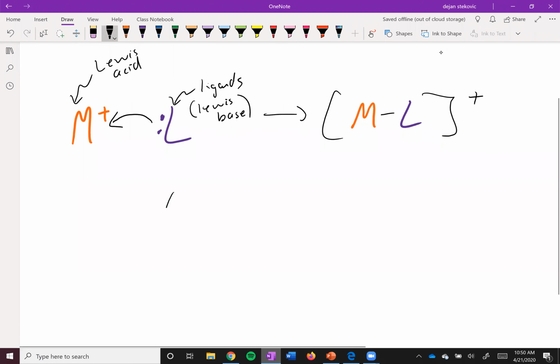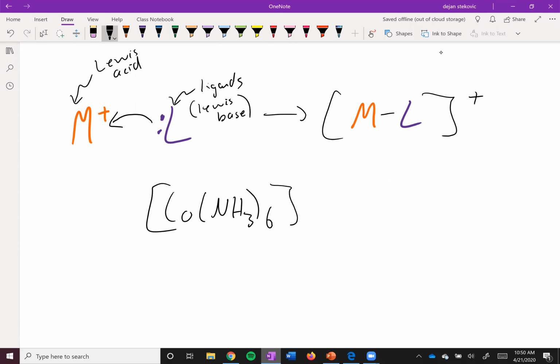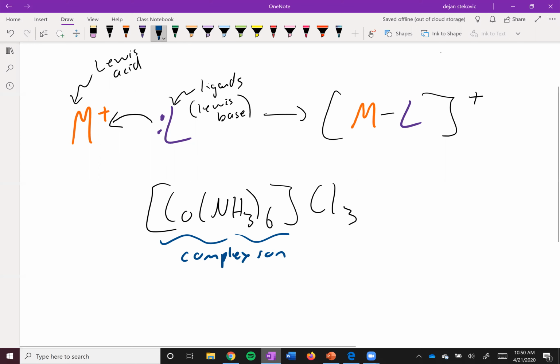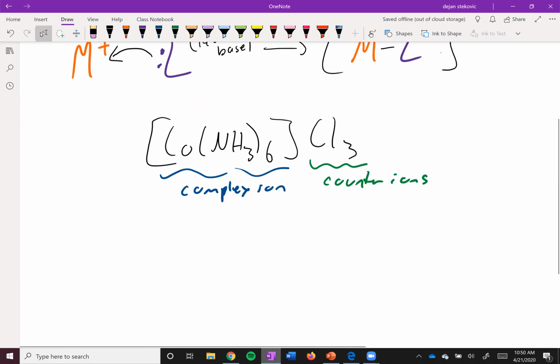So for example, you can have cobalt with 6 NH3s, 6 amines. And in this case, the cobalt has a charge of +3. And so we also have 3 chlorides kind of floating around. Remember, everything has to be nice and charge balanced. So this is what's known as our complex ion here, or coordination compound. And then these are basically just counter ions to balance out the charge.